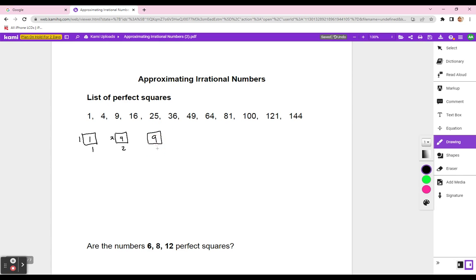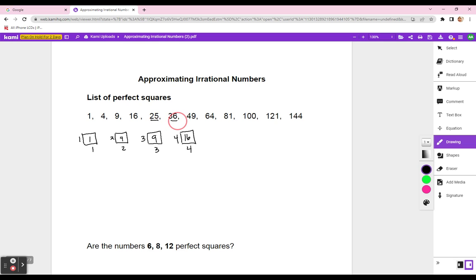What about 9? This side is 3 and this side is 3, 3 times 3 is 9, so 9 is a perfect square. What about 16? If this side is 4 and this side is 4, 4 times 4 is 16. Okay, so by now you can tell if 25 is a perfect square. It is because it's 5 times 5.